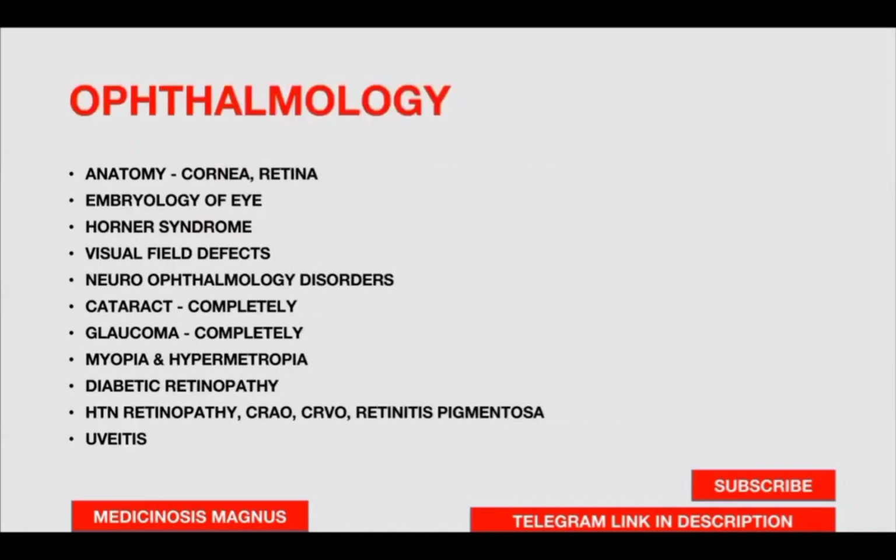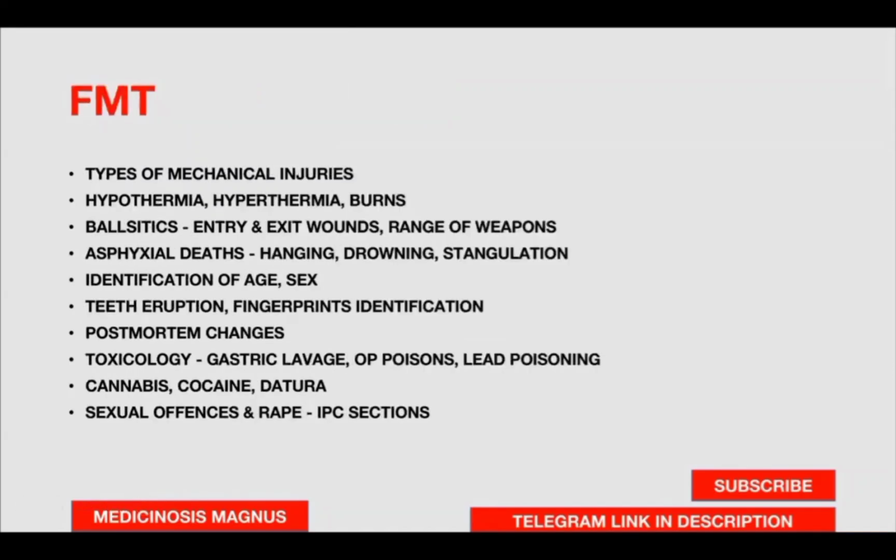In ophthalmology, for the anatomy part, make sure you know about the cornea and retina, the different layers and its significance, and embryology of eye, Horner syndrome, visual field defects, neuro-ophthalmology disorders, cataract completely, glaucoma completely, myopia and hypermetropia, diabetic retinopathy and its findings, hypertensive retinopathy and findings, CRAO, CRVO, retinitis pigmentosa, that is CRAO is arterial occlusion, and central retinal vein occlusion, uveitis completely.